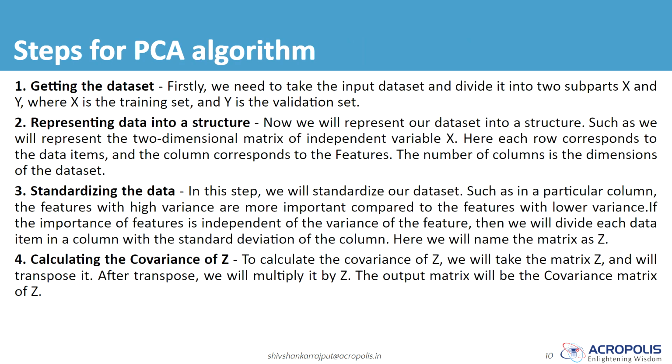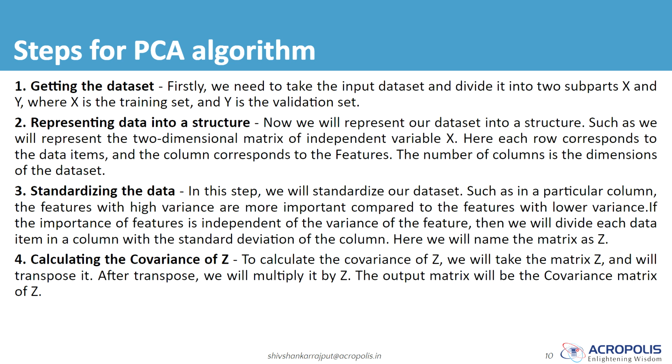Now, the steps of the PCA algorithm. Number one, getting the dataset. First, we need to take the input dataset and divide it into two subparts, X and Y, where X is the training set and Y is the validation set. The second point is representing the data into a structure. Now, we will represent our dataset into a structure, such that we will represent a two-dimensional matrix of the independent variable X. Here, rows correspond to the data items and columns correspond to the features. The number of columns is the dimension of the data.